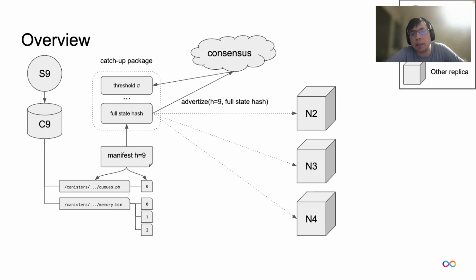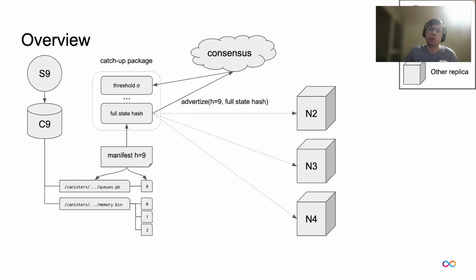So here on this slide, there is actually an example. We have a file, memory.bin. This would be the heap memory of 1 canister in this subnet. And in this example, it has three chunks. Once we have the manifest, first of all, we take an overall hash, we put that into a catch-up package and reach consensus over it.